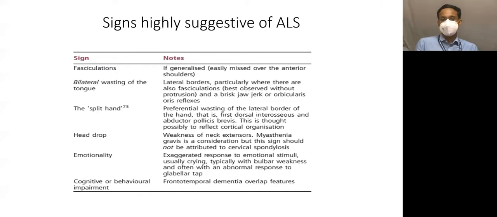And additionally, apart from the limb weakness, if there is cognitive impairment or behavioral impairment, in a frontotemporal kind of pattern, those are also additional points which help us in saying that we are probably dealing with an ALS-like syndrome.